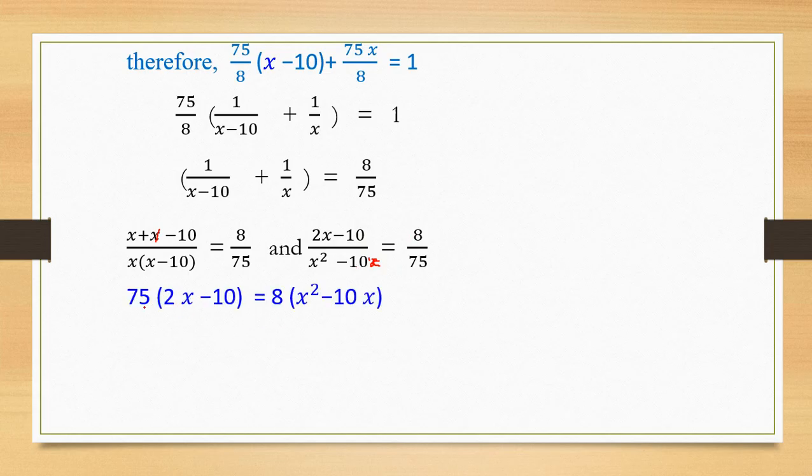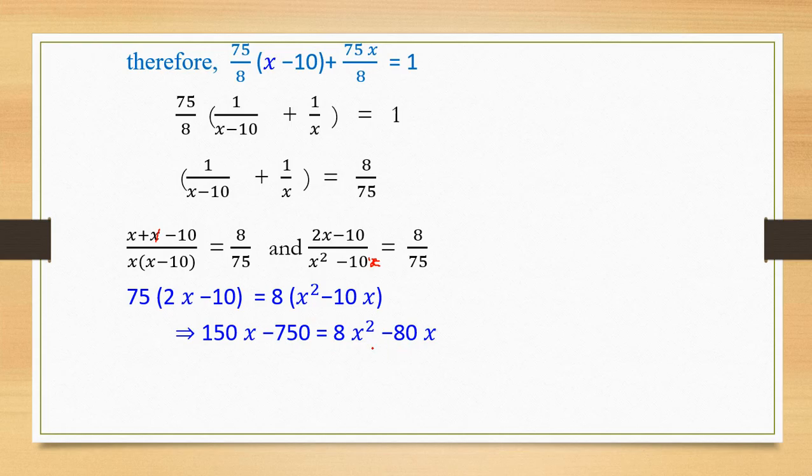So we get 75 into 2x minus 10 and 8 into x square minus 10x. So by multiplication, we get 150x minus 750 is equals to 8x square minus 80x. Now transpose the quantity in the right hand side to the left hand side. The quantity which is in the right hand side we have to transpose to the left hand side. So the right hand side becomes 0.